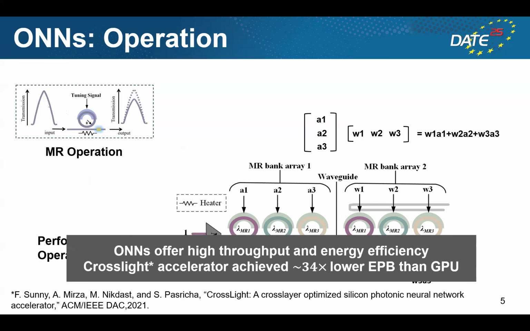So in general, optical neural networks have been gaining a lot of attention recently as they can offer very high throughput and energy efficiency. In fact, Crosslight, which is a state-of-the-art CNN accelerator, was able to achieve 34 times lower energy per bit than the GPU.